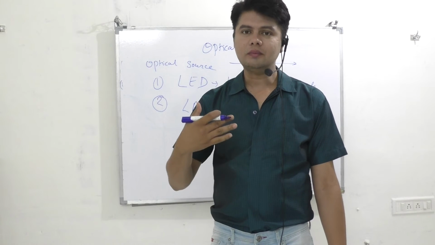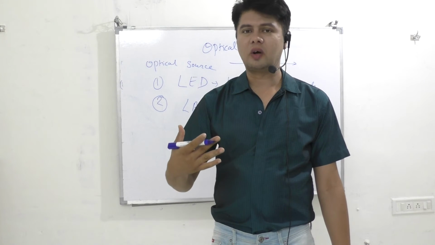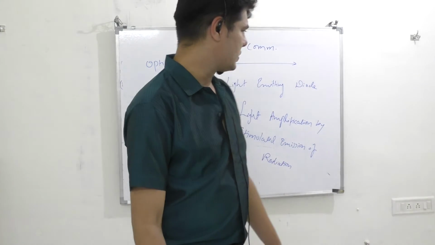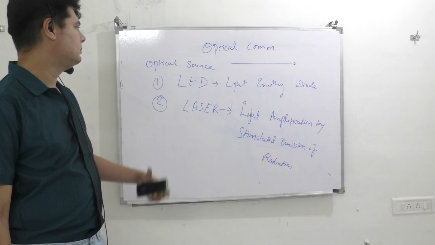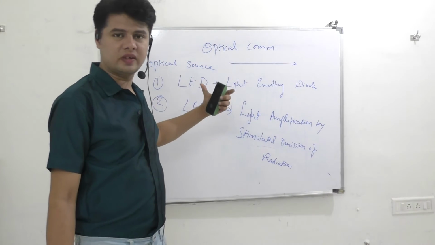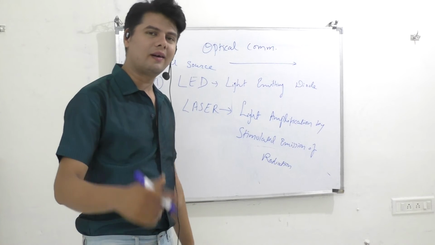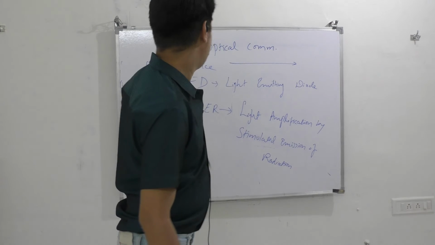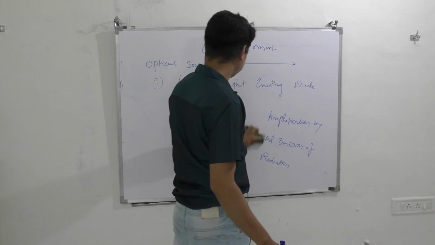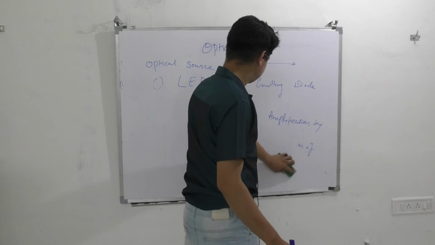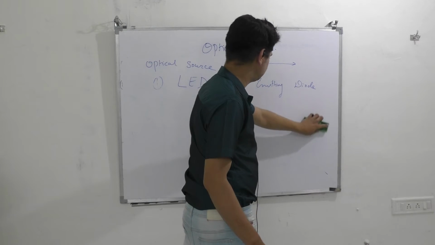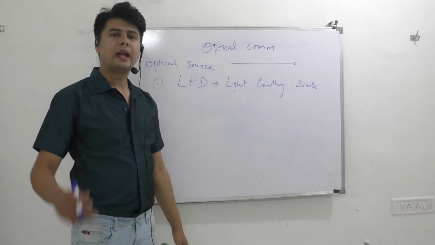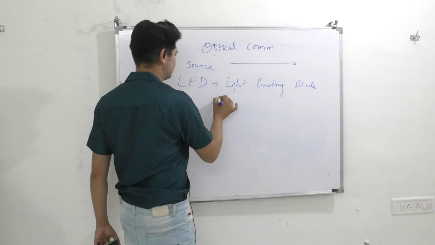Now we will cover the principle of the generation of optical light via these sources. So we have to understand these sources individually. Here I am covering first of all the LED, the light emitting diode. There are two kinds of diodes.